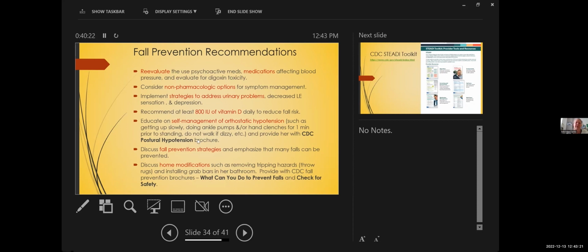The CDC has an orthostatic hypotension brochure you could give her and the family to go over. Fall prevention strategies, emphasizing those mini falls that she had, evaluating how they could be preventable, whether it's the throw rugs, the shower seat, or the self-management of her orthostatic hypotension. Educate her on how those falls may have occurred. And one of you in the chat mentioned home modification. There's a safety checklist on the CDC website that they can go through and look at.